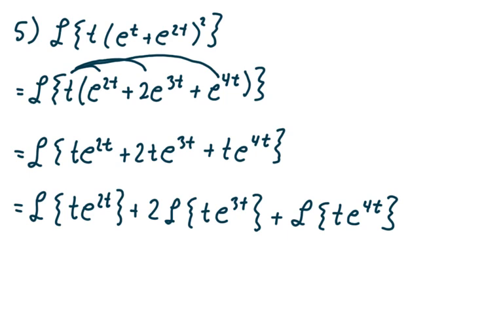And it's really important you want to break this up. And when we do that, we get the Laplace transform of te to the 2t plus 2 times the Laplace transform of te to the 3t plus the Laplace transform of te to the 4t. And so I'm going to take each term separately. And remember, in the first term, a is equal to 2. In the second term, a is equal to 3. In the third term, a is equal to 4. And in the second term, just remember the 2 goes along for the ride.